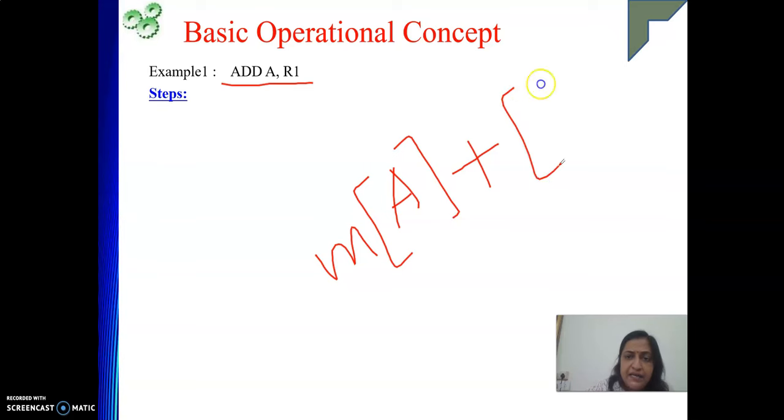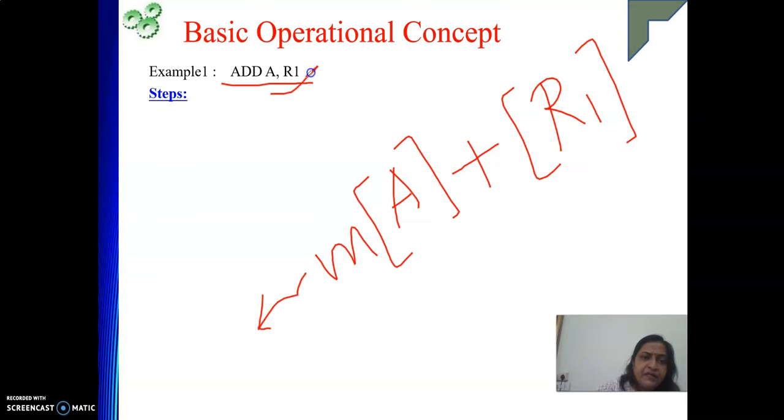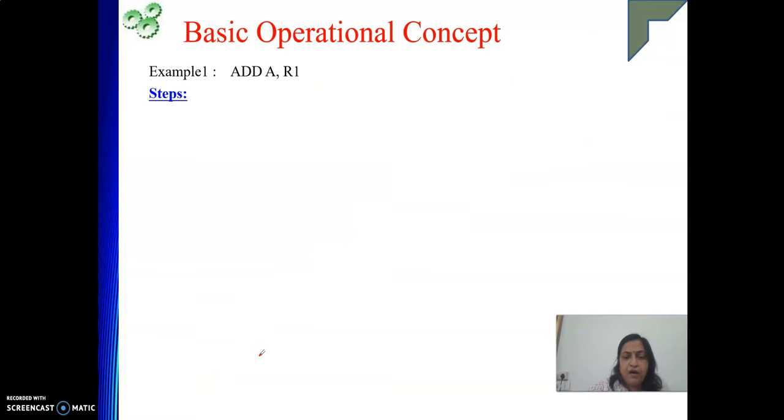And another content is in register R1. Then what am I doing? I am storing the result where? In R1. So this I have to do, right? Is that clear? The content of memory location A will be added with register R1 and the result will be stored in R1. So this part is clear. Now see how to do it.